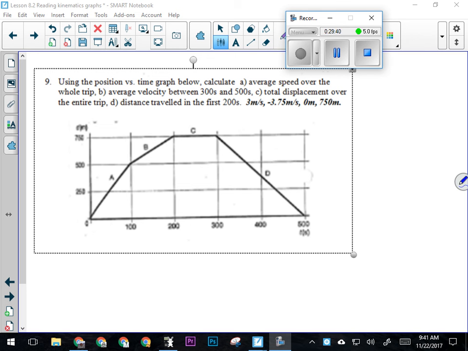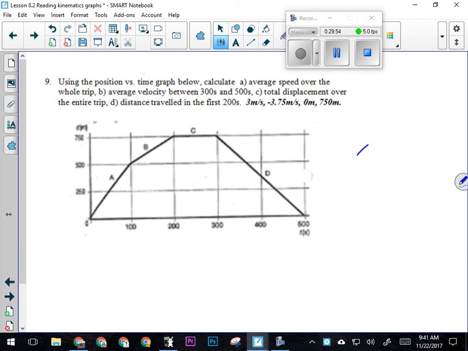Add them up. So I'm going to have 500, plus 250, 750. How far do I go here? 0, and then another 750, right? So 750 plus 750 is 1500. So I got 1500 meters is my total distance divided by 500 seconds. That should equal 3 meters per second. And there's no need for a positive on that because it's speed, it's scalar.